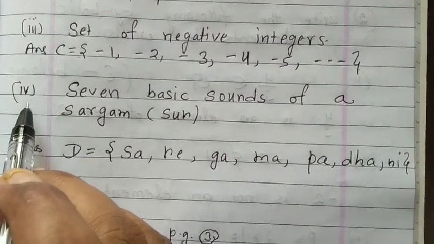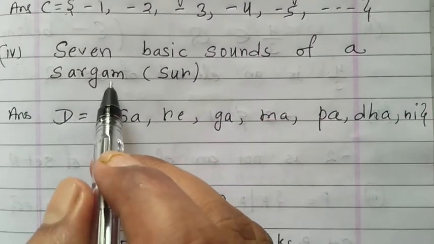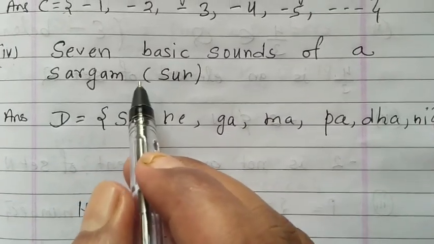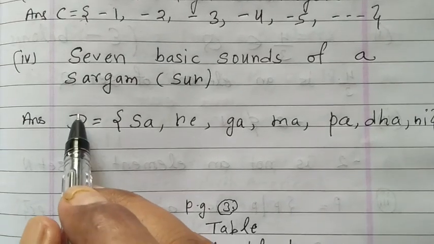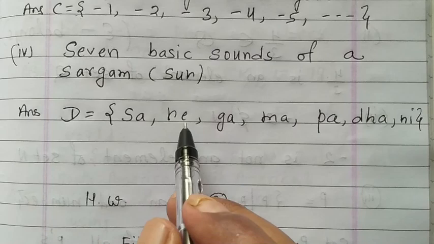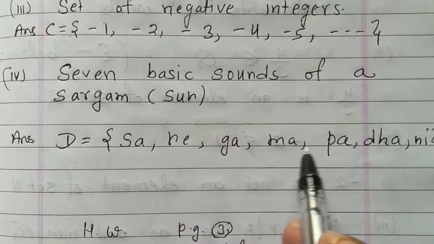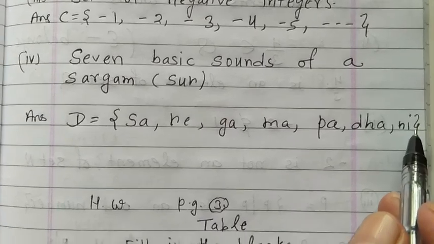Now come to the fourth question. 7 basic sounds of sa, re, ga, ma. So sa, re, ga, ma, that is what? Music sounds. Now how to write? Set D is equal to, in the curly bracket, sa, re, ga, ma, pa, dha, ni. Then the curly bracket is closed.